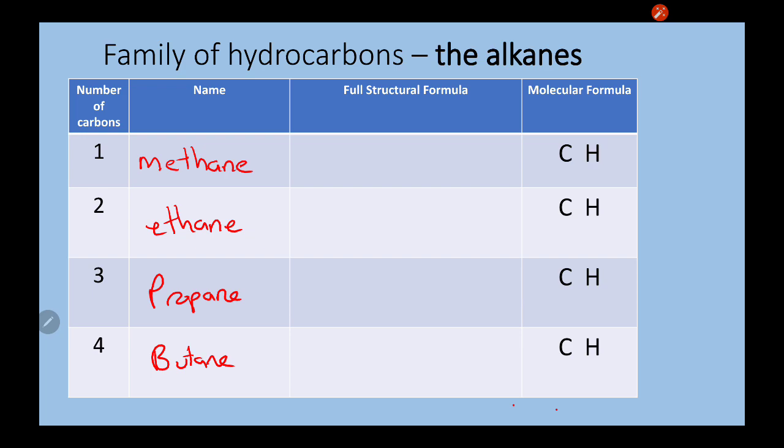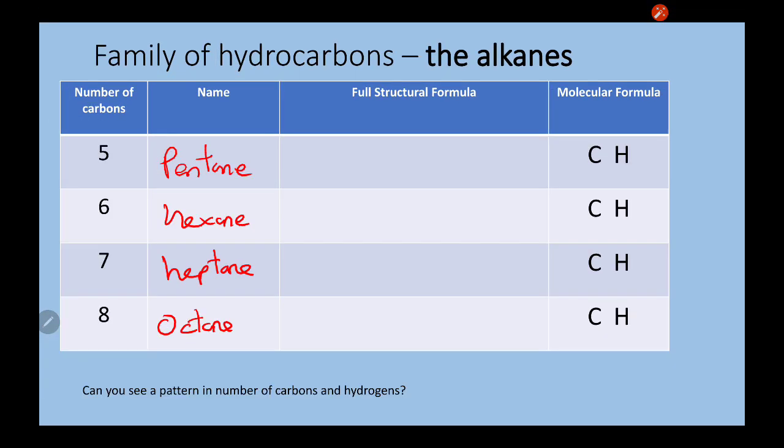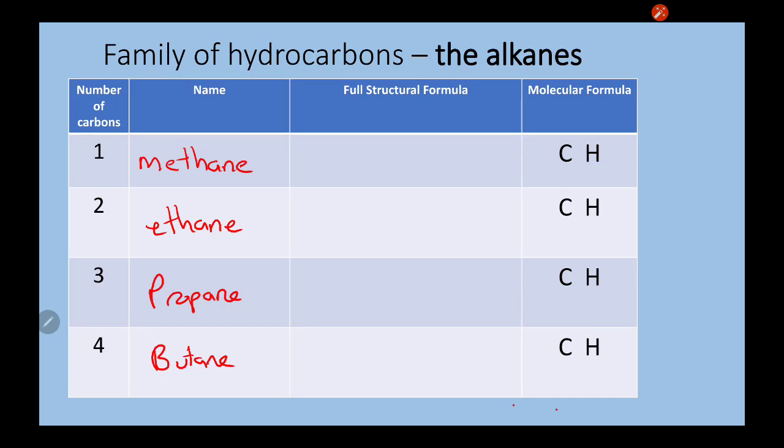Okay, and all the way down, propane, butane, pentane, hexane, heptane, and octane. Okay, if you don't know that, go back to the video which is naming straight chain alkanes. Okay, right, let's get down to the business of drawing these.